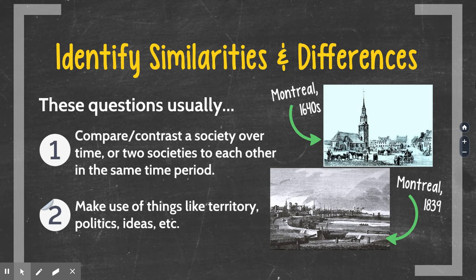So if we take a broad view of what this intellectual operation is, these questions or this skill will usually ask students to compare and contrast a society over time or two societies to each other in the same time period. So what you're looking at here on the right is the same society over time, and that's Montreal in the 1640s versus Montreal in the 1830s. If you look at point number 2, it usually asks them to compare and contrast things like territory, politics, and ideas. So again, in this case, it is the territory or the landscape. And so if you put these two ideas together, in this particular question, they're being asked to compare Montreal over time, Montreal's territory over time.